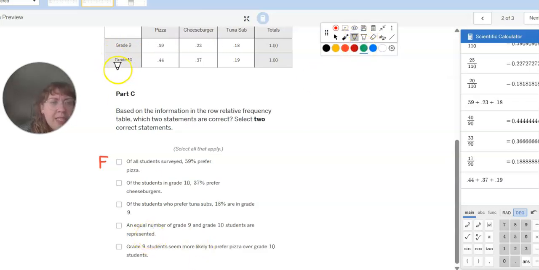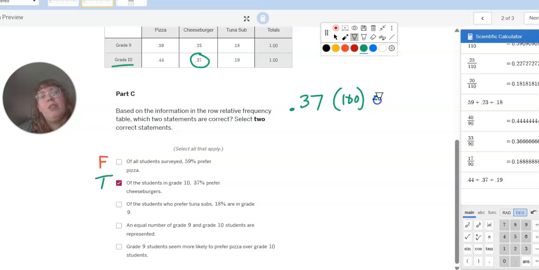Of the students in grade 10, 37% prefer cheeseburgers. Yes, we agree with that. That's in grade 10, 0.37. Whenever you want to go from decimal to percentage, you just times it by 100 and you'd get 37%.